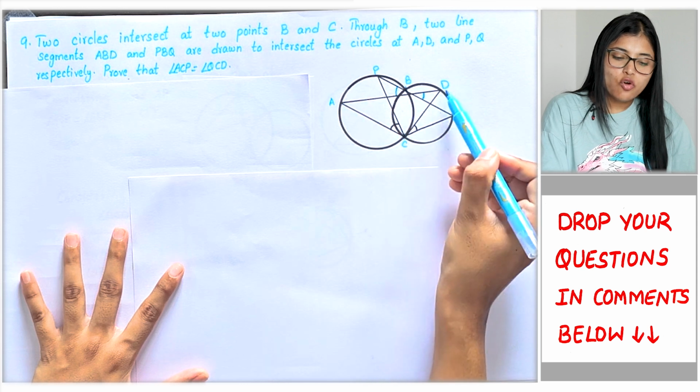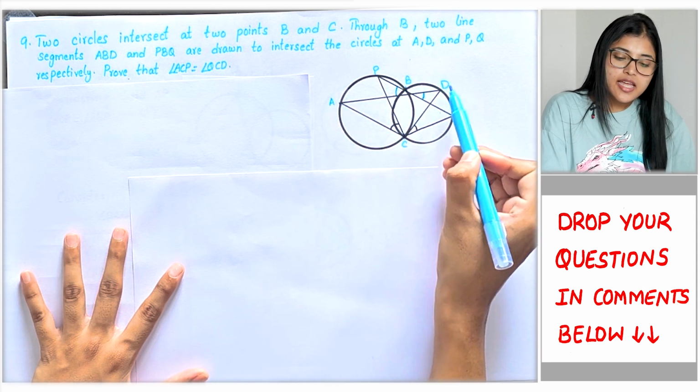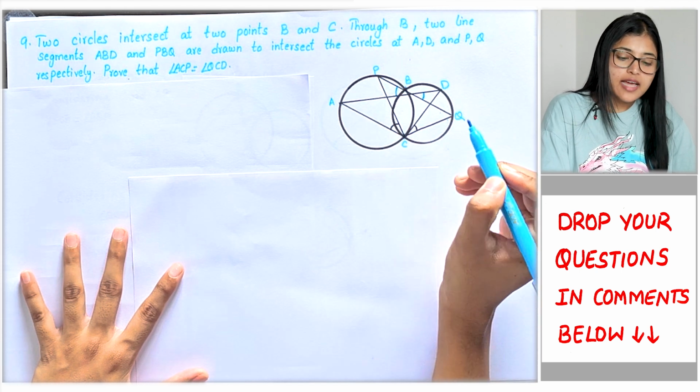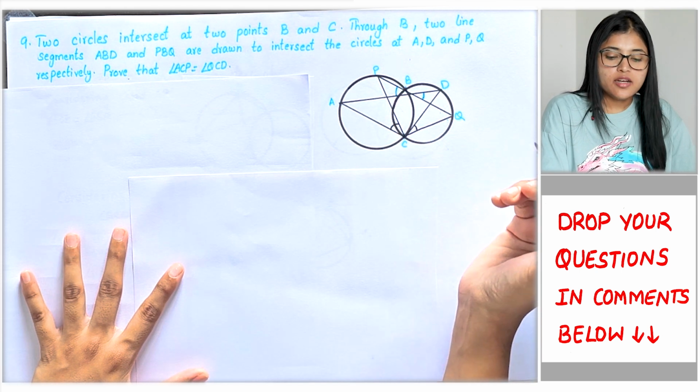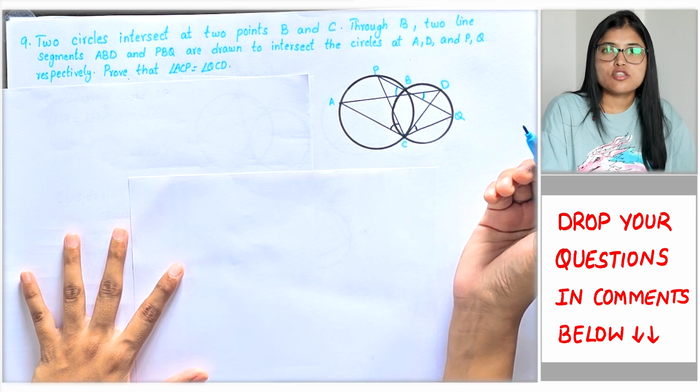Two line segments are drawn through these points, and they are intersecting the circles at A, D, P and Q respectively. I have to prove that angle ACP equals angle QCD. So this angle and this angle are equal. That is what we are supposed to prove.